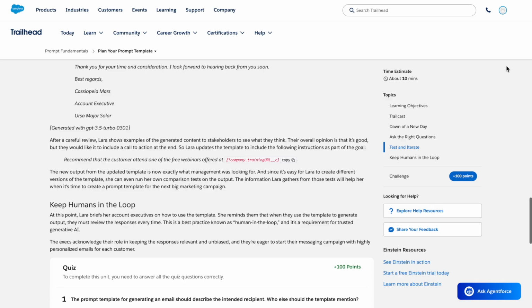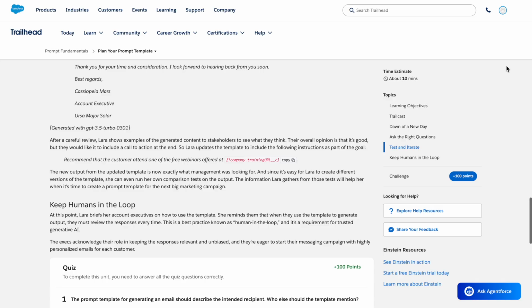And since it's easy for Lara to create different versions of the template, she can even run her own comparison tests on the output. The information Lara gathers from those tests will help her when it's time to create a prompt template for the next big marketing campaign.